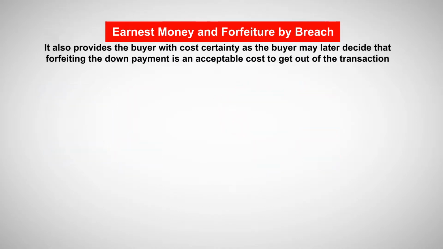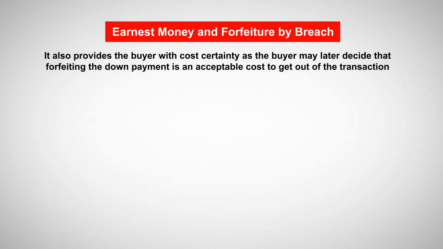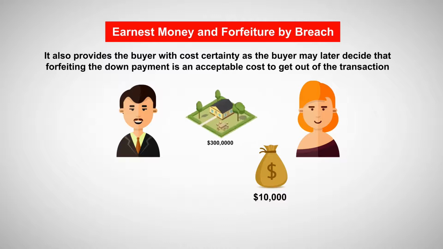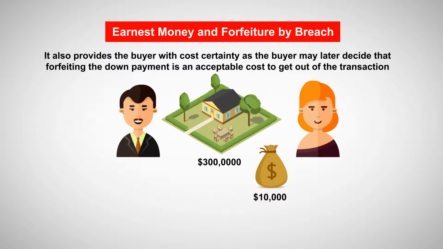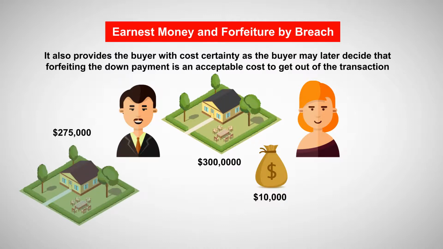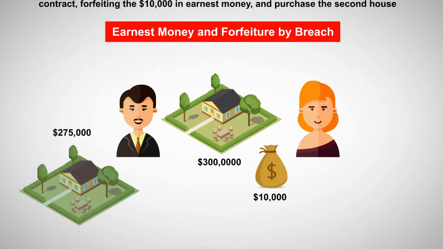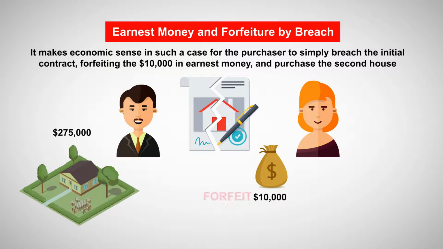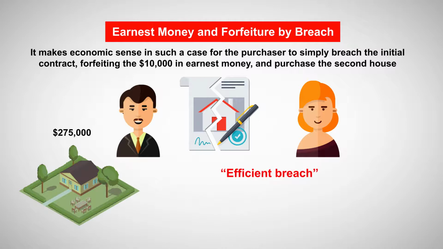Conversely, it also provides the buyer with cost certainty, as the buyer may later decide that forfeiting the down payment is an acceptable cost to get out of the transaction. For example, let's say the buyer pays $10,000 in earnest money on a $300,000 house. The buyer may later find a comparable house for $275,000. It makes economic sense in such a case for the purchaser to simply breach the initial contract, forfeiting the $10,000 in earnest money, and purchase the second house. This maneuver is sometimes known as an efficient breach, and it is not discouraged under contract law.